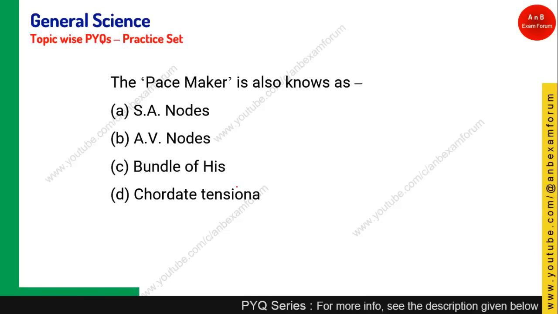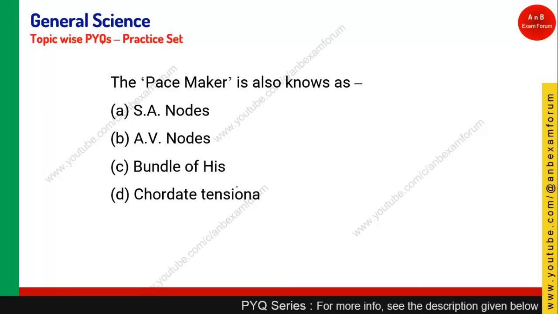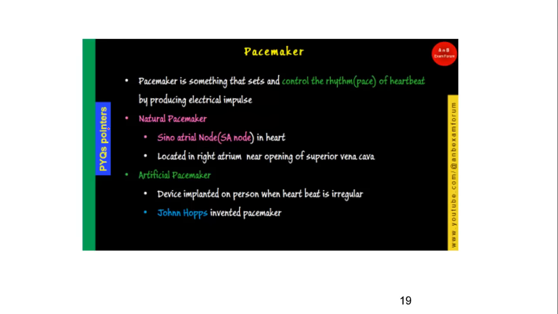The pacemaker is also known as what? Next level question. SA node, AV node, bundle of His, chordae tendineae. Yes, it is the SA node, sinoatrial node. The SA node is also known as the pacemaker. The word itself suggests that a pacemaker is something which is going to control the pace. Pace is what? To control the rhythm of the heartbeat.